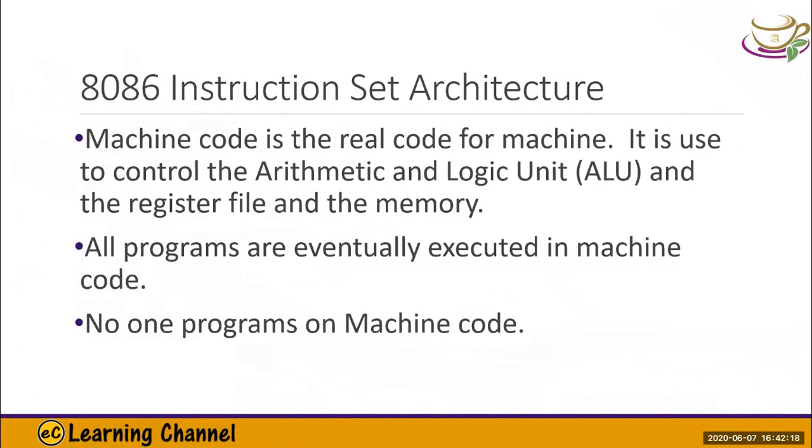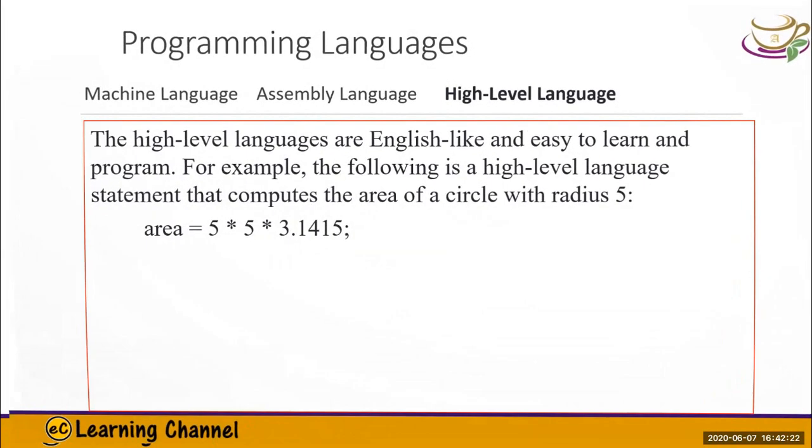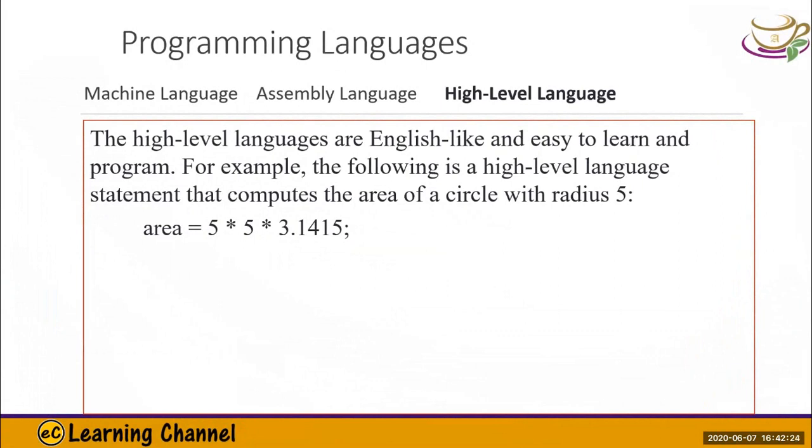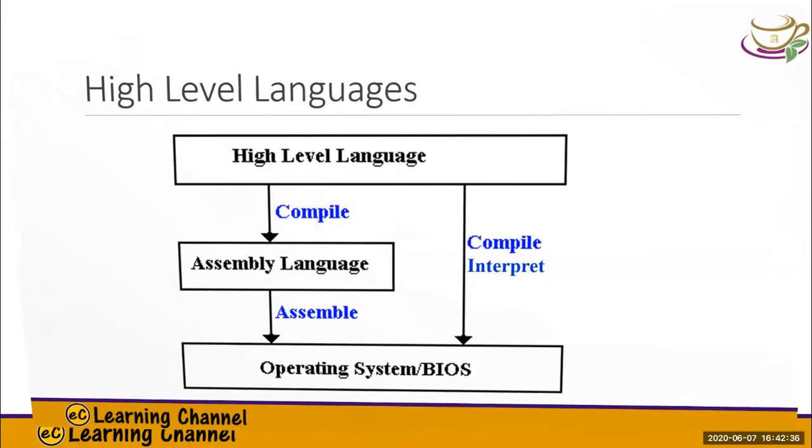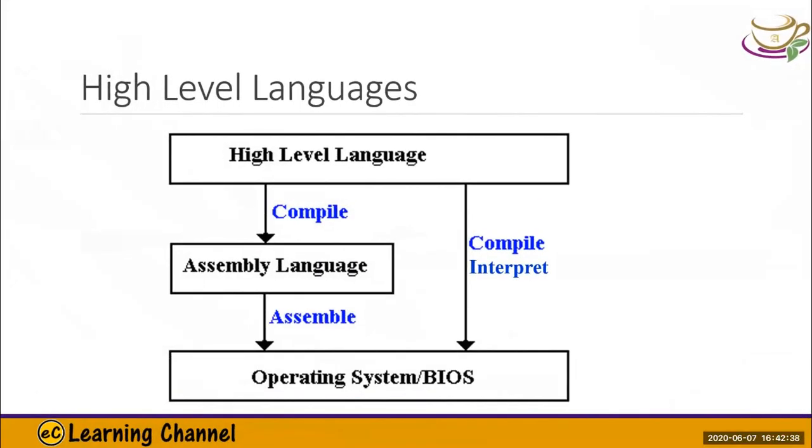Then we have this x86 instruction set. Okay, the assembly is still not really readable, so we actually invent something more like English. It's called high-level language, such as Java language, okay? So high-level language needs to be compiled directly to machine code, or can be compiled to assembly code.